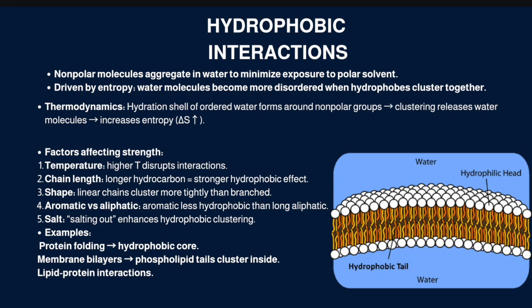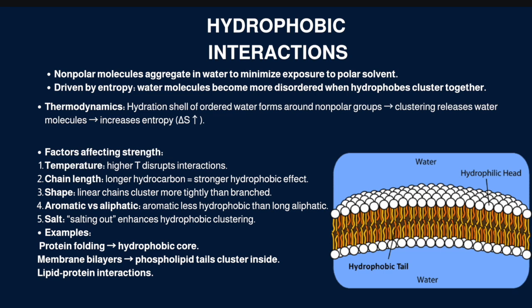Shape: linear chains cluster more tightly than branched ones, because branched ones provide angles for water to come and interact with them, but linear structures easily fold up and do not let water interact between them. Aromatic versus aliphatic: aromatics are less hydrophobic than long aliphatic, meaning straight chains, again for the same reason of not allowing water to enter between them. Salting out enhances hydrophobic clustering, because when you add more salt, the salt itself tries to move water molecules toward itself, and it is easier for the hydrophobic non-polar molecules to get clumped together.